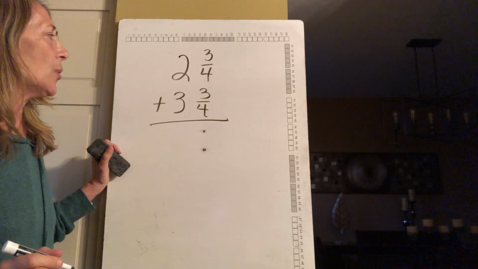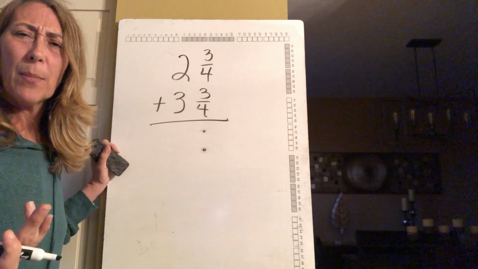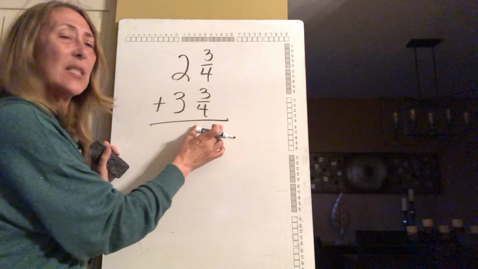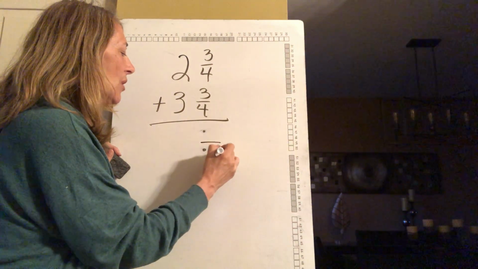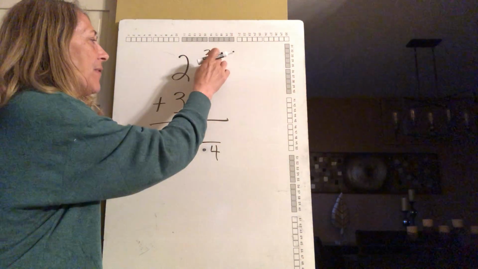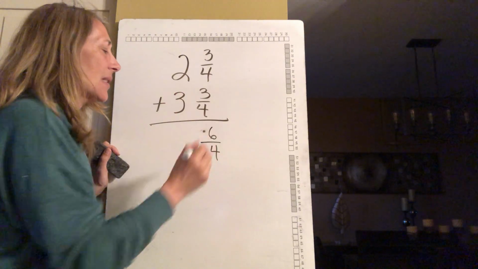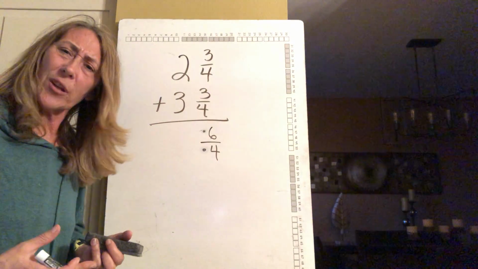Two and 3/4 plus 3 3/4. Now we're adding mixed numbers. When you add mixed numbers, you start with the fraction pieces first. My denominator is 4, so it tells me 4 pieces to make a whole. I have 3 plus 3 is 6. I have 6/4. What do I know about 6/4?